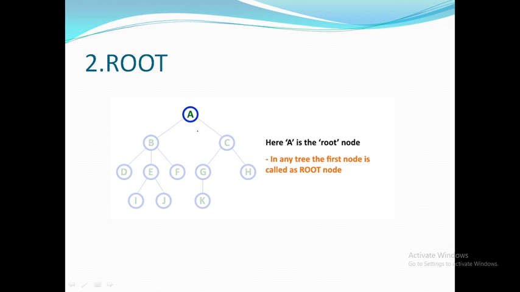And the second one is root. In a tree data structure, the first node is called the root node. Every tree must have a root node. So every tree must and should have one root node. This root node is called the origin of the tree data structure.